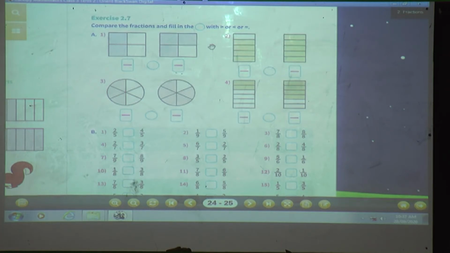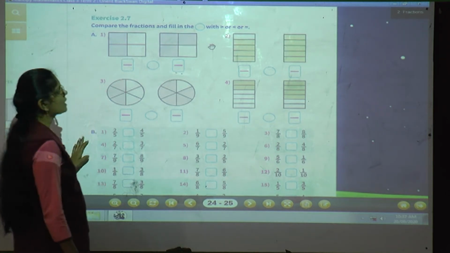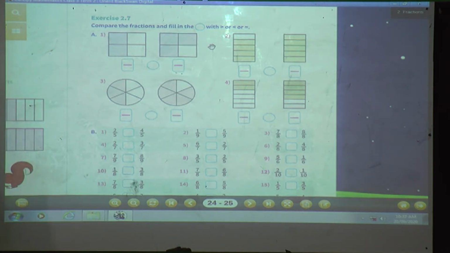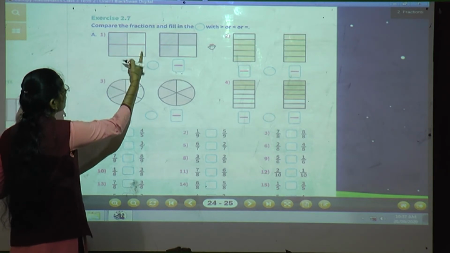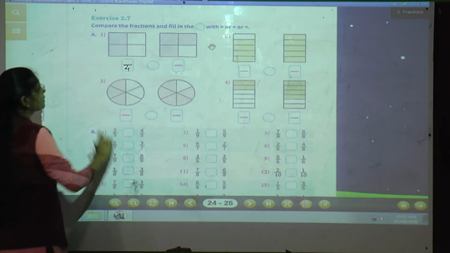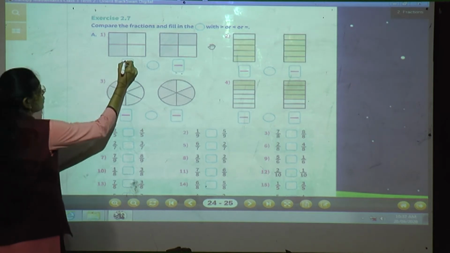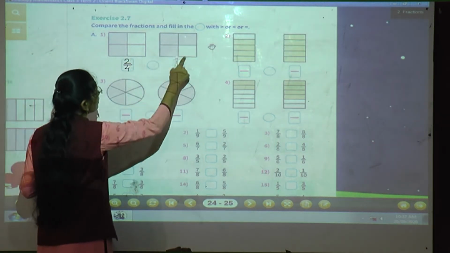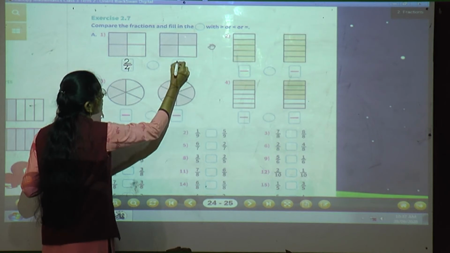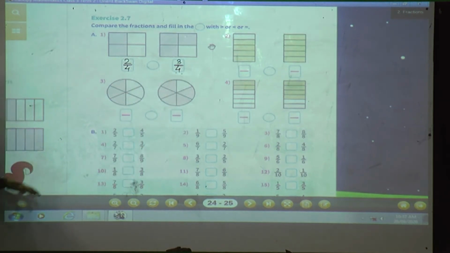See page number 25. Compare the fractions and fill in the blanks with smaller than, greater than or equal. Now see this first one. Here 1, 2, 3, 4. This whole is divided into 4 equal parts, and out of those 4 parts 2 are shaded. So the fraction here is 2 by 4. And what is the fraction of this figure? How many parts are shaded? 3. And how many total parts? 4. So the fraction is 3 by 4.